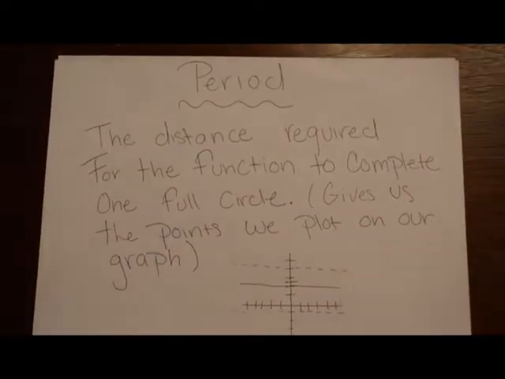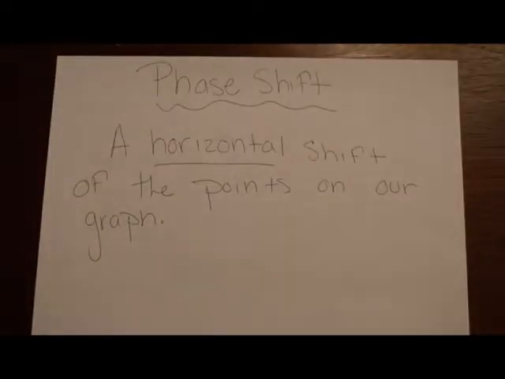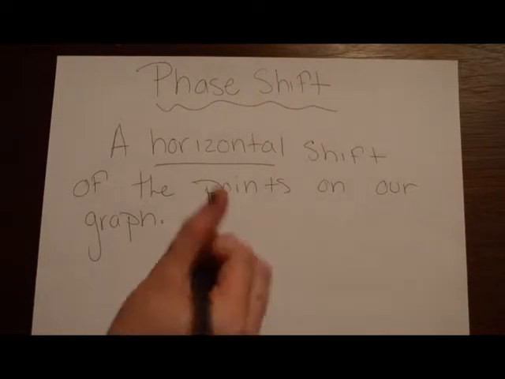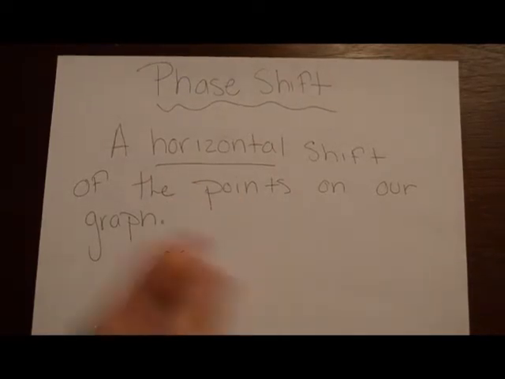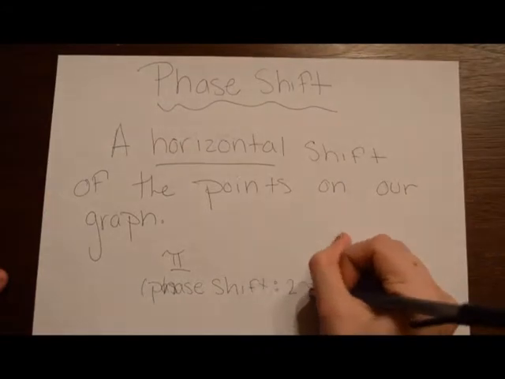The period is the distance the function needs to complete one full cycle. It helps to give us the points we plot on our graph. A phase shift is the horizontal shift of the points on our graph. For example, if we have pi and the phase shift is 2 pi, our final answer is 3 pi.